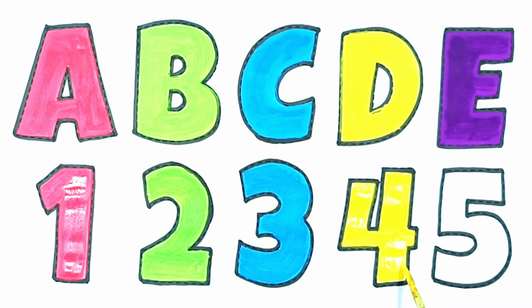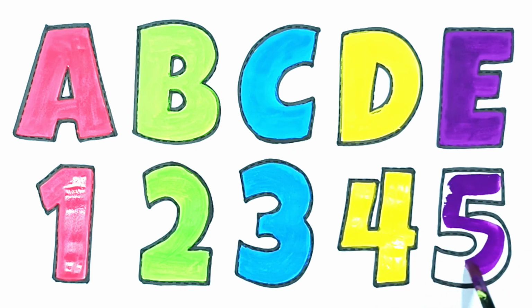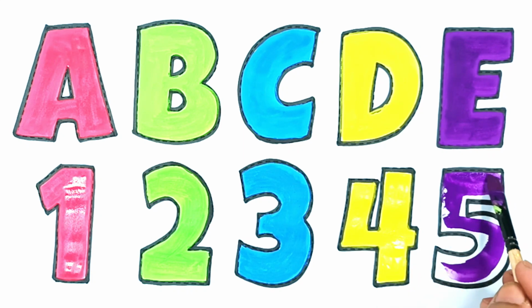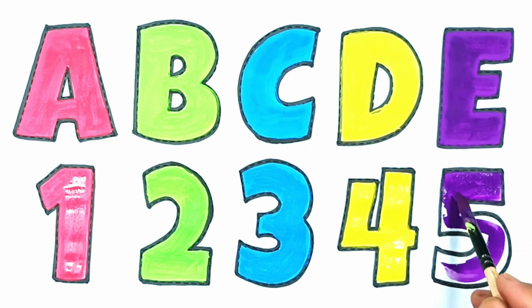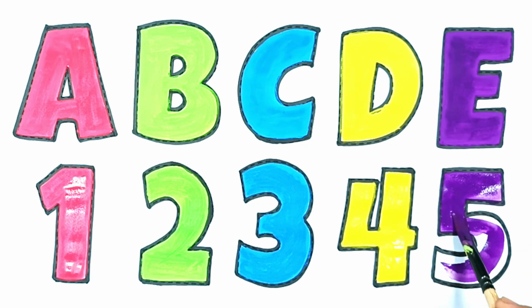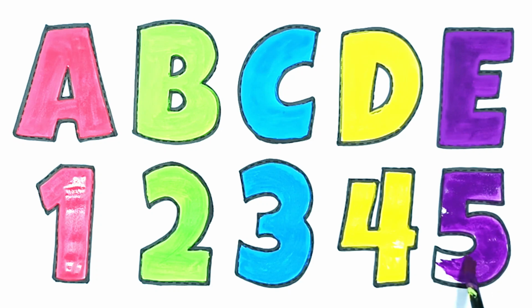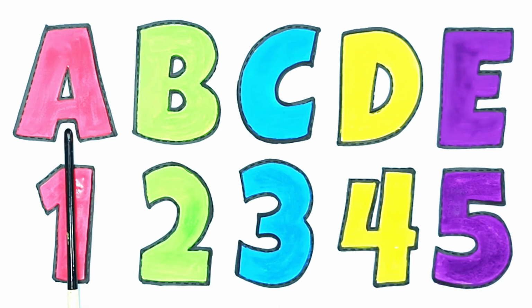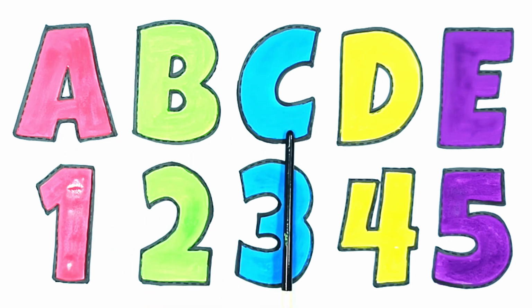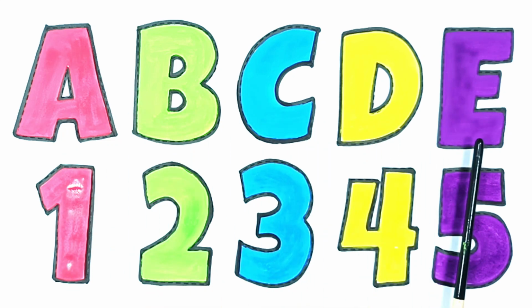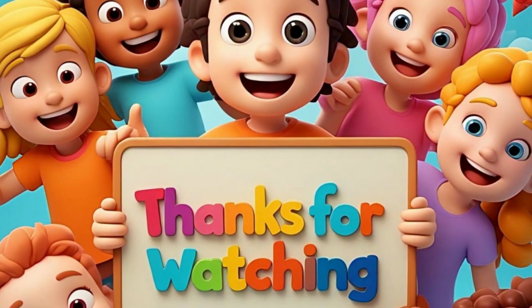4 cozy blankets wrap. 5 flowers bloom. A, B, C, D, E, 1, 2, 3, 4, 5.